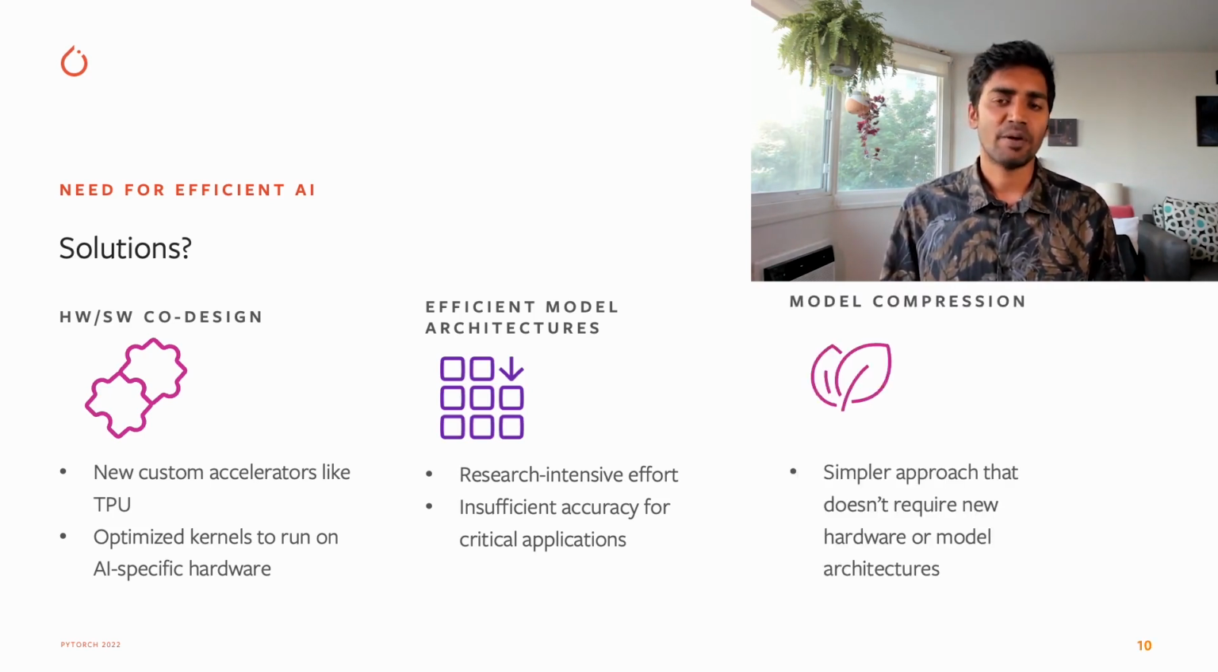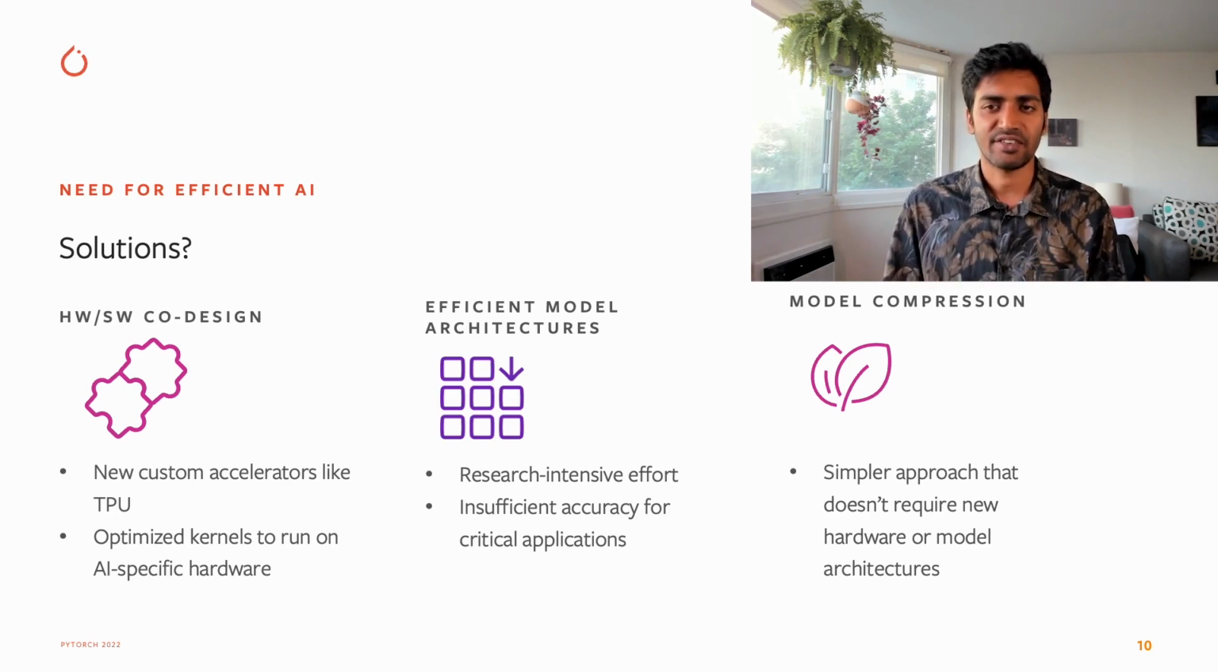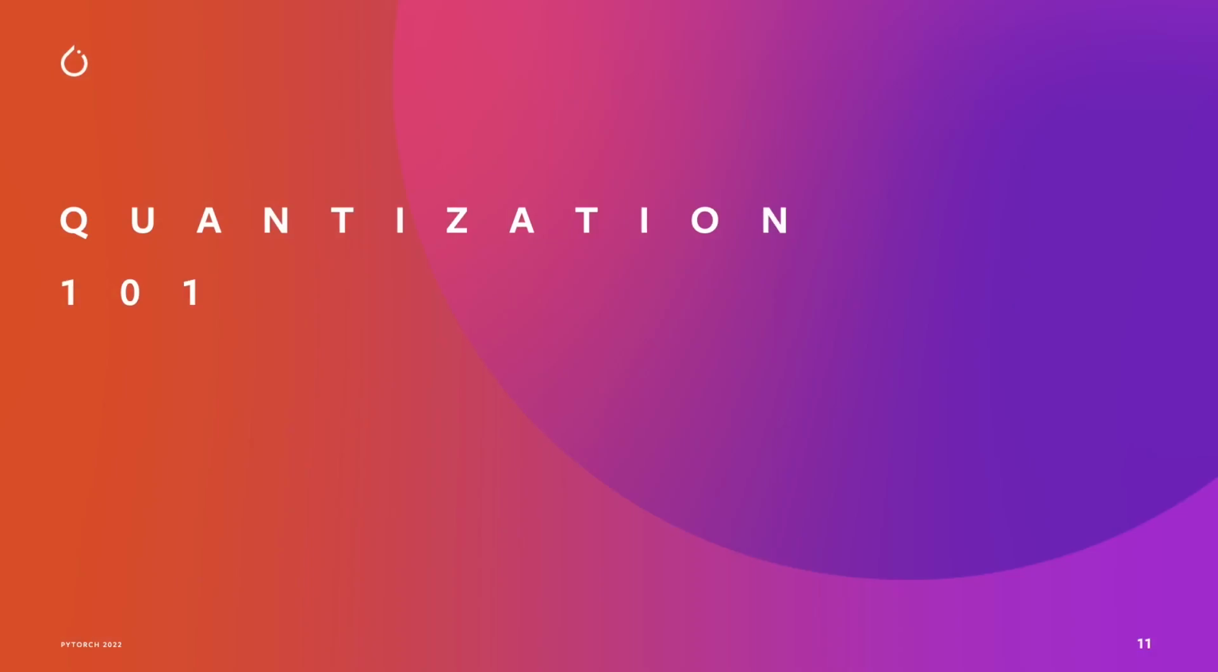So the previous two approaches require some fundamental shifts in the process, either the model architecture itself or the hardware that it runs on. The third technique looks at simpler approaches which compress the trained model. One of the easiest approaches in model compression is quantization, which is what we're going to be taking a closer look at.